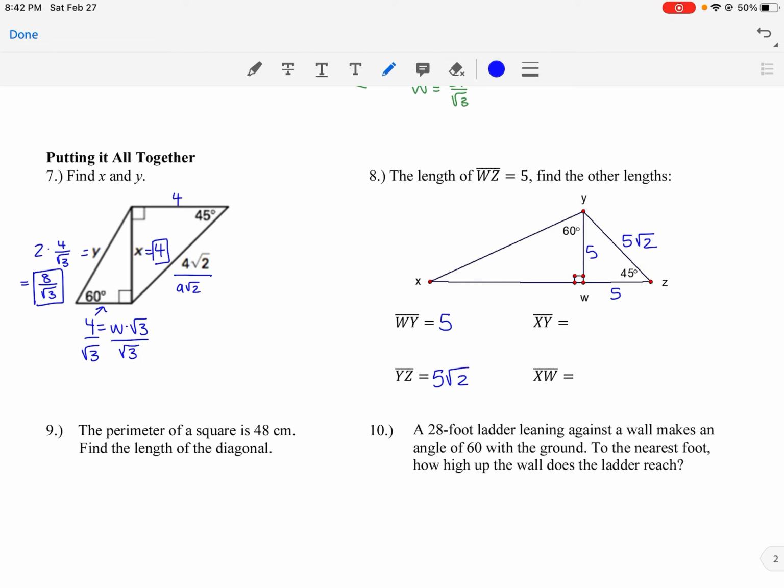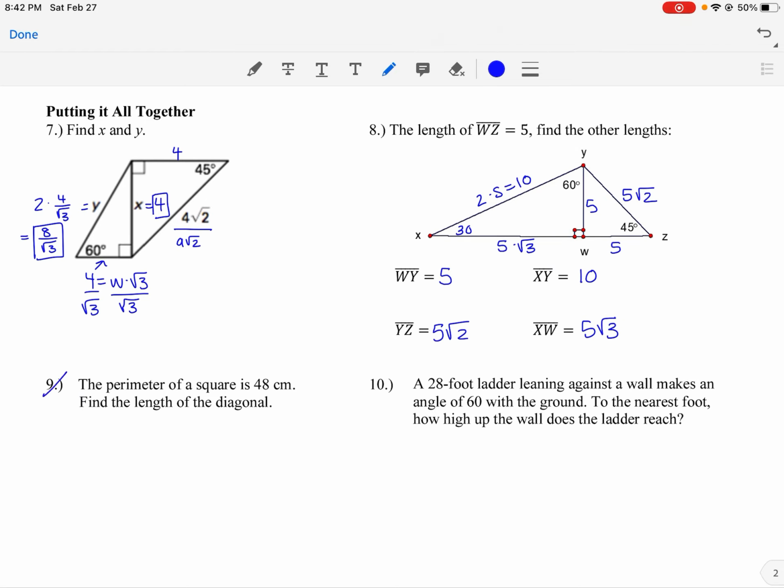Okay, now let's look at the other triangle. The triangle on the left is a 30, 60, 90. We have the side across from the 30, so that's the short leg, which means the hypotenuse is 2 times 5, which is 10. So XY is 10. And then the long leg is 5 times the square root of 3, right? Square root of 3 times longer than the short leg, so 5 square roots of 3.